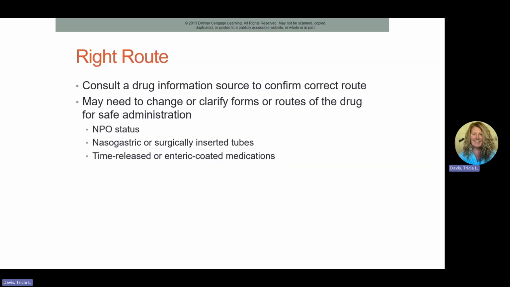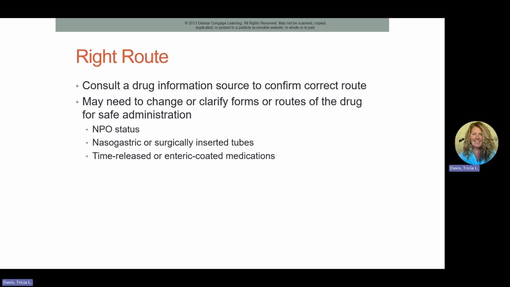All right, so right route. We need to make sure that we always consult a drug information source to confirm the correct route, okay? If you are giving a medication that you've never given IV and you've only given it PO, let's go to that drug book and look and make sure that this medication is in fact ordered to be given that route, if that's okay to give it that route, and then always clarify with pharmacy.